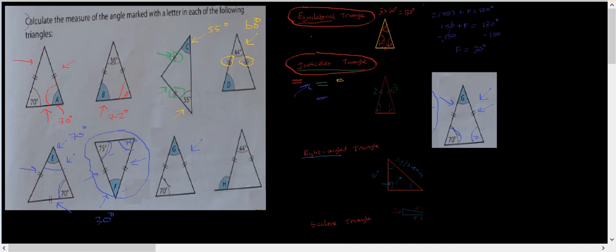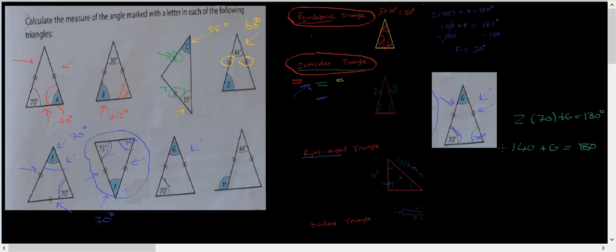So this is going to be 70. Let's just change the color. So therefore, what you're saying is that 2 times 70 plus G is equal to 180 degrees. So 2 times 70 is 140, plus G is equal to 180.